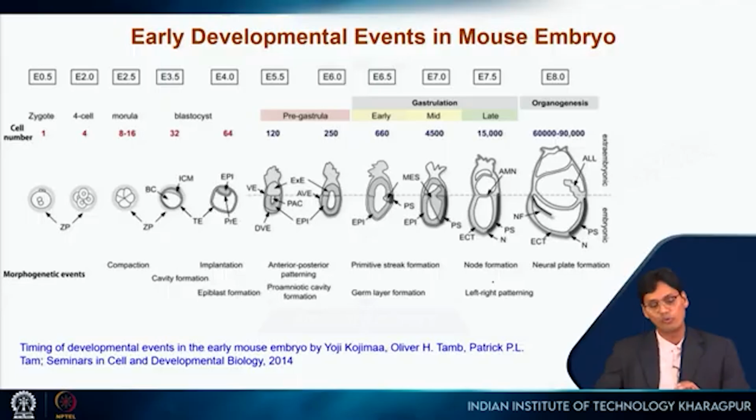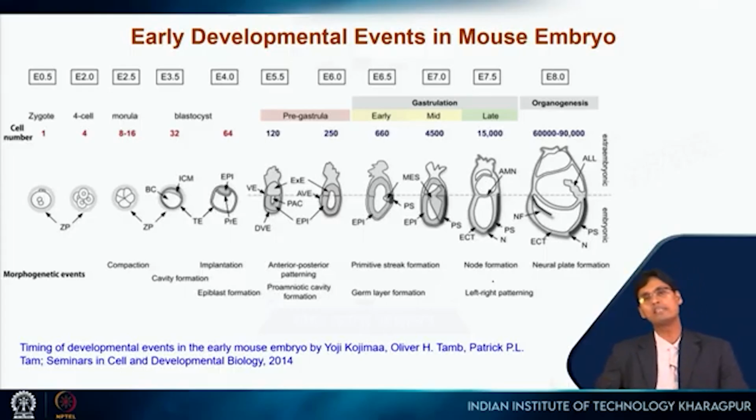Now, we mentioned at the beginning the frog embryo, where we started with the egg of an amphibian, and then we discussed the Drosophila embryo. Here we are going into an example with a mammal: early developmental events in the mouse embryo. If you see the whole slide, it is very complex. I will only mention some major points in context to whatever I have already discussed.